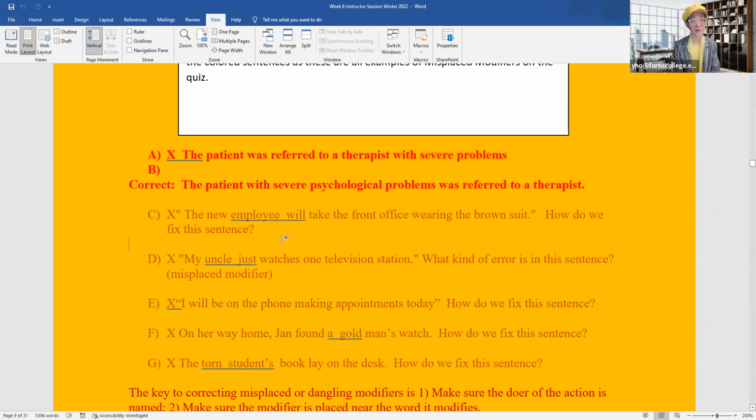Another example of a misplaced modifier: the new employee will take the front office wearing the brown suit. How do we fix this sentence? This is also a misplaced modifier mistake. Is the front office wearing a brown suit? No. So we would fix this sentence by saying, the new employee wearing the brown suit will take the front office. So that is the correct sentence.